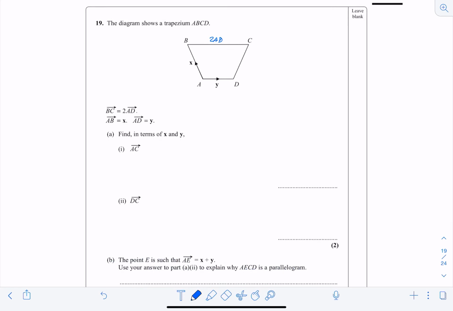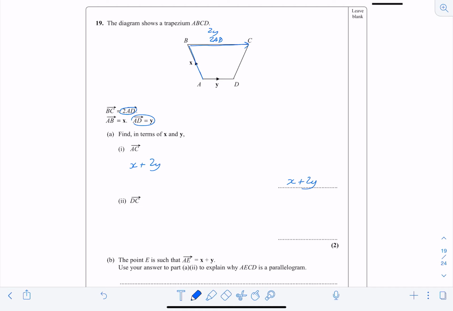All right, so BC, it says it's 2AD. AD is y, so this must be 2y. So AC, all I need to do is go this way and then this way, which is x plus 2y. That's it. It's just counting and reading.